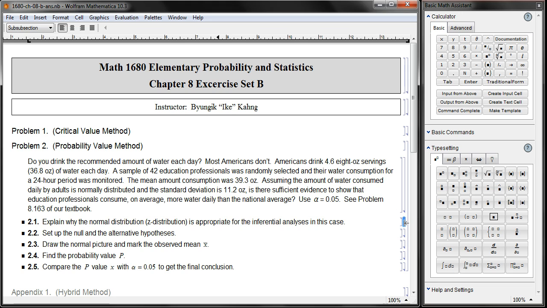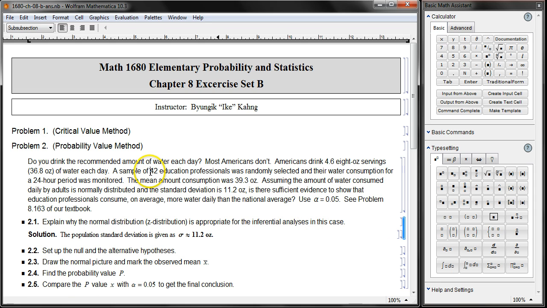There were two cases that you could use the normal approximation. One, large sample size, roughly speaking. Two, when the population standard deviation was known, again, roughly speaking. In this case, sample size is 42, too small. It's got to be the other way around.